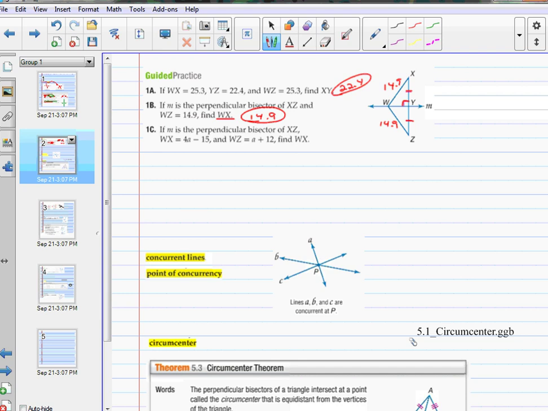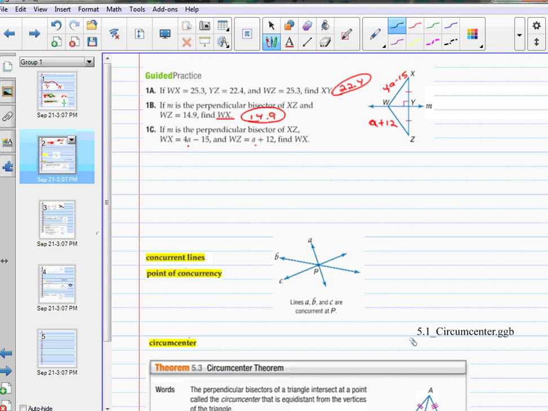If M is the perpendicular bisector, the last one down here, of XZ, and WX is 4a minus 15, and WZ is a plus 12. Did they switch letters? Those must be the same letters. A plus 12, I didn't read it. Those are both A's right over there. What do I know? The A's do what?